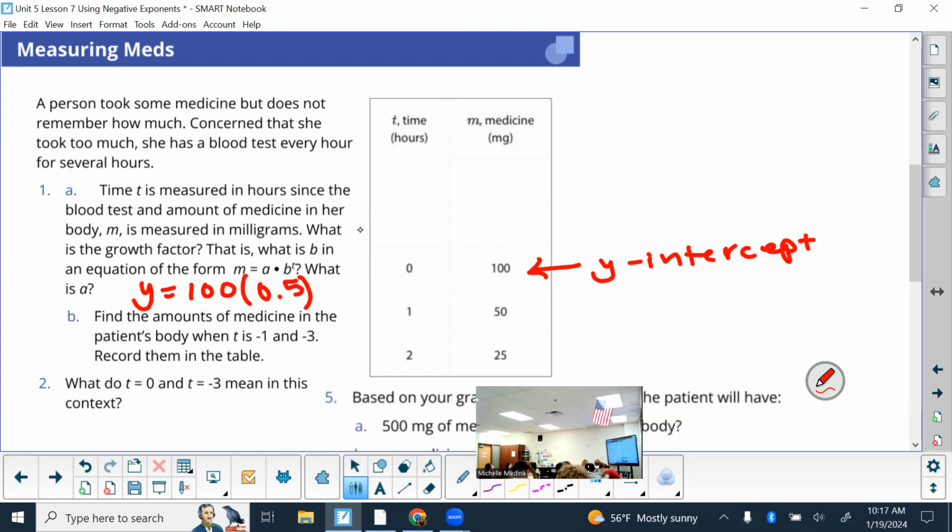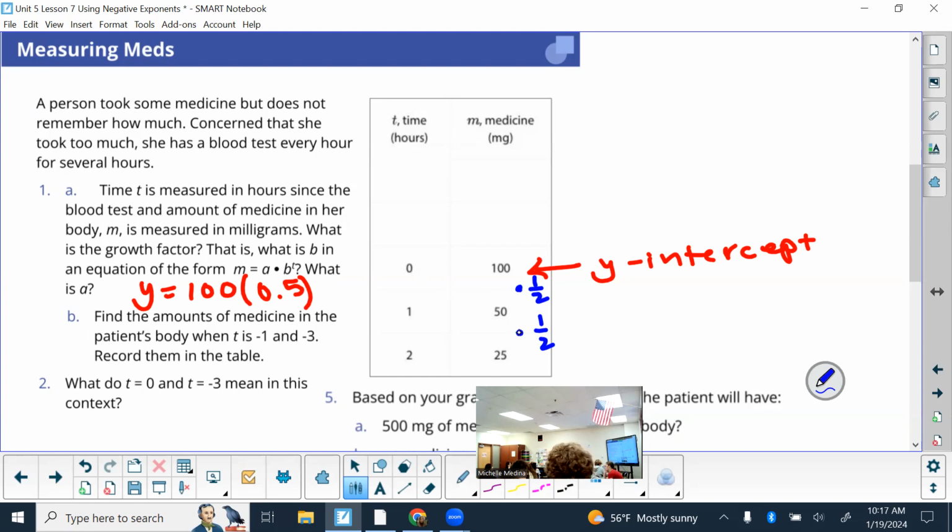People also told me the pattern's dividing by 2, which is true. But factor is something you multiply. So B has to be what I can multiply by to get to the next number. So yes, dividing by 2 is the same as multiplying by 1/2. It really is. And then to continue the pattern backwards, you do the opposite.